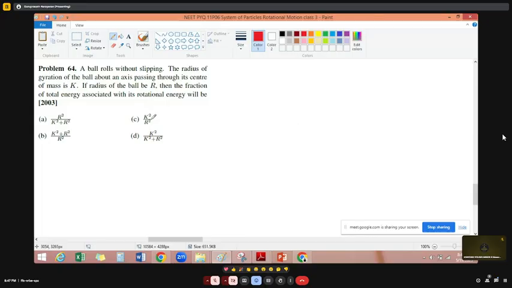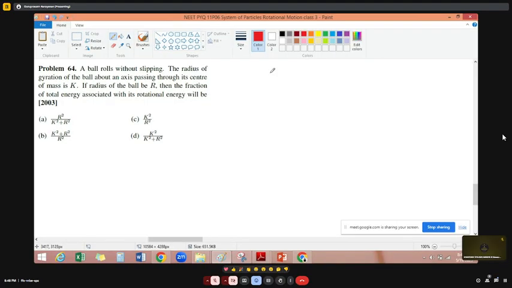A ball rolls without slipping. The radius of gyration of the ball about an axis passing through its center of mass is k. If the radius of the ball is r, then the fraction of the total energy associated with its rotational energy will be? So we should know what the radius of gyration is.